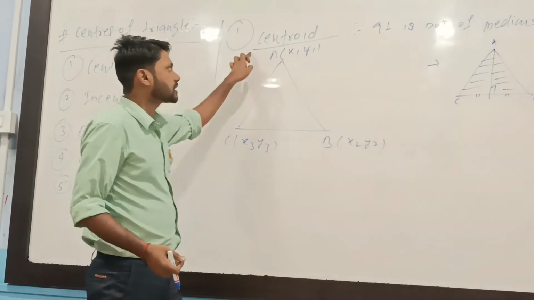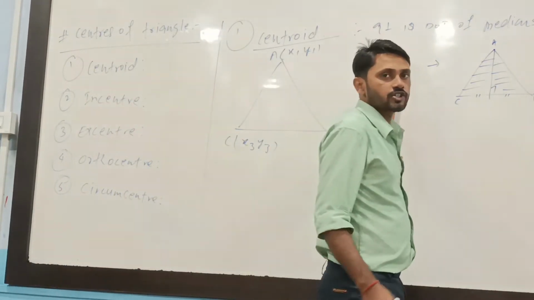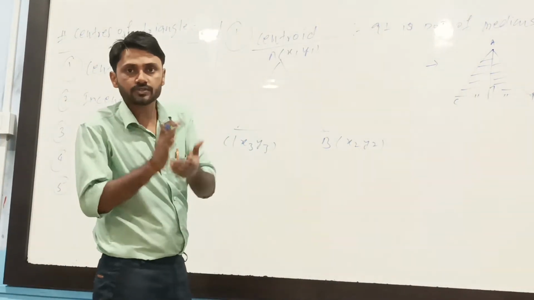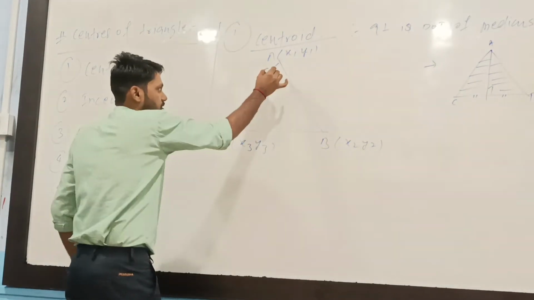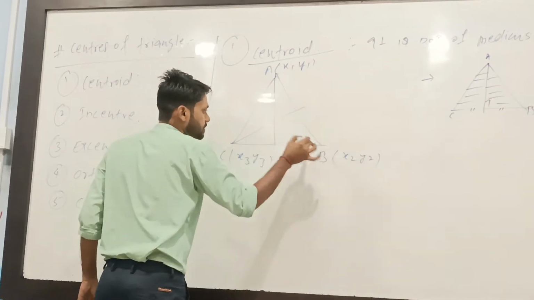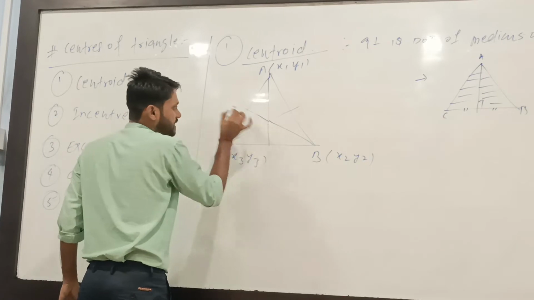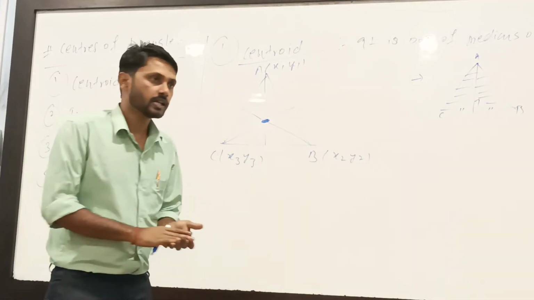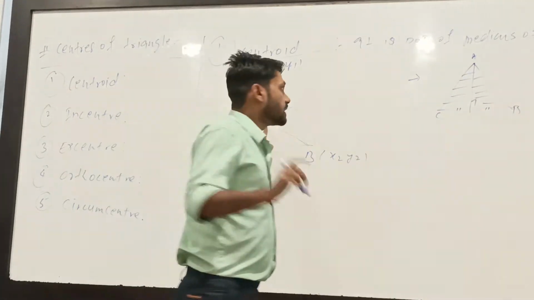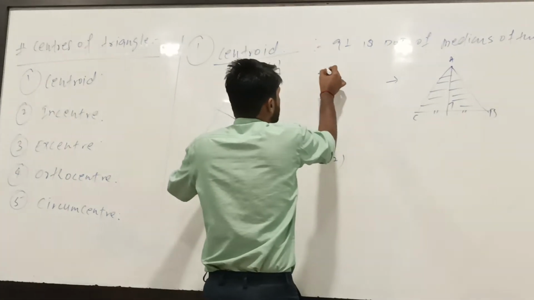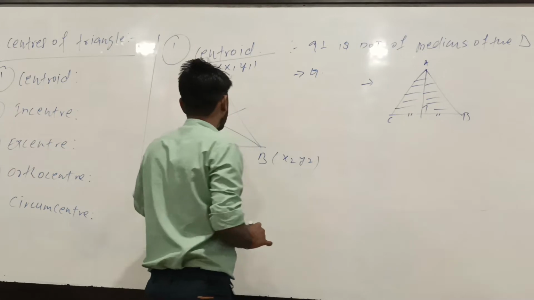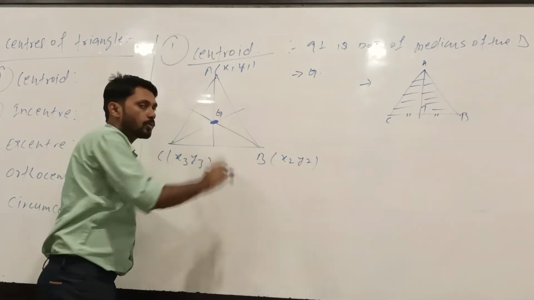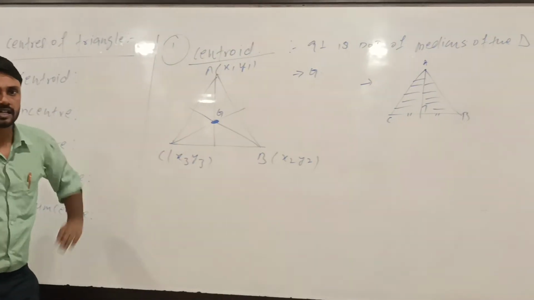According to the definition of centroid, it is the point of intersection of medians. If a triangle has three vertices, there will be three medians also. So this is a median, and this is a median. And this is the point of intersection of all three medians. So this will be our centroid. Remember, centroid is denoted by G. So this is the point G, this is our centroid.